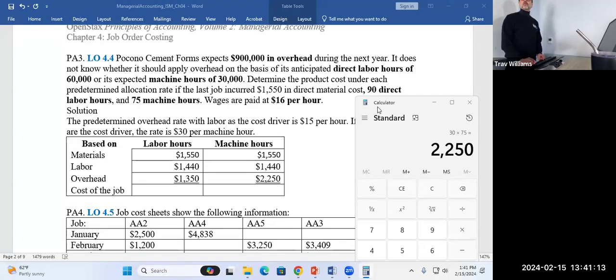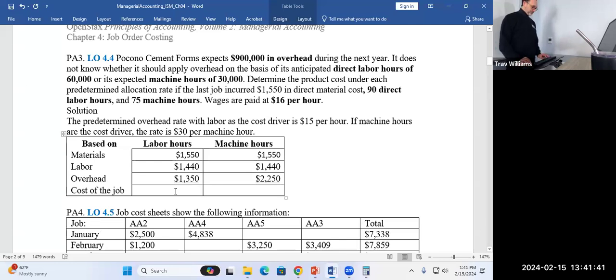Okay, so if we take the overhead that we just calculated, I'll start with labor hours. Let's try that again. We'll take the materials plus the labor plus the overhead that we calculated based on labor hours. We get a total of 4,340. Is that right? Yeah. Okay.